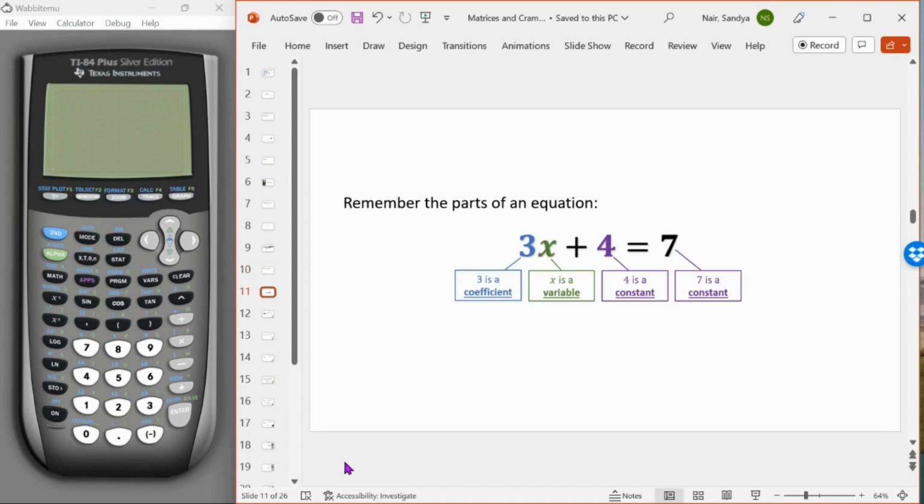Another thing I'd like to remind you of is the parts of an equation. Remember that the number that is associated with the variable is called the coefficient. So in this example, 3 is the coefficient because that is the number that's associated with x. The two numbers that are by themselves, 4 and 7, are called constant terms.